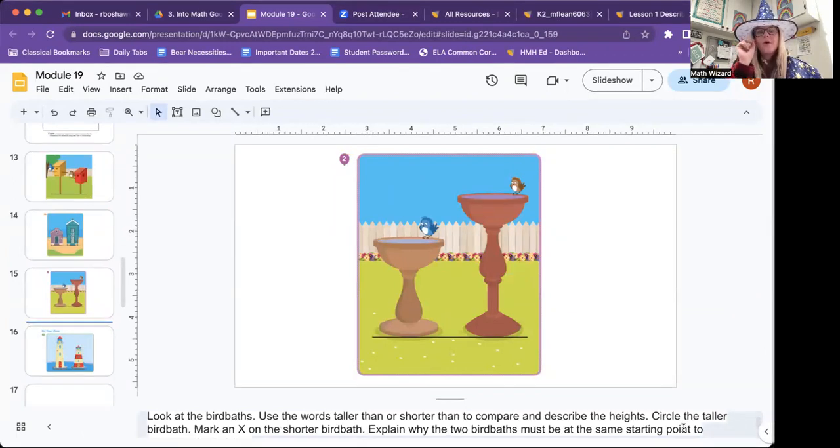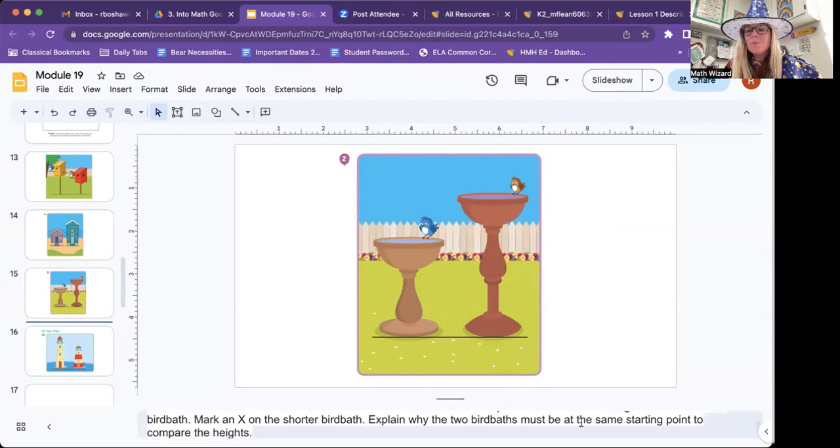Now, mark an X on this shorter bird bath. And again, why is it important to have the two bird baths starting at the same starting points to compare their heights? Do you remember what I said? Maybe I said it yesterday.